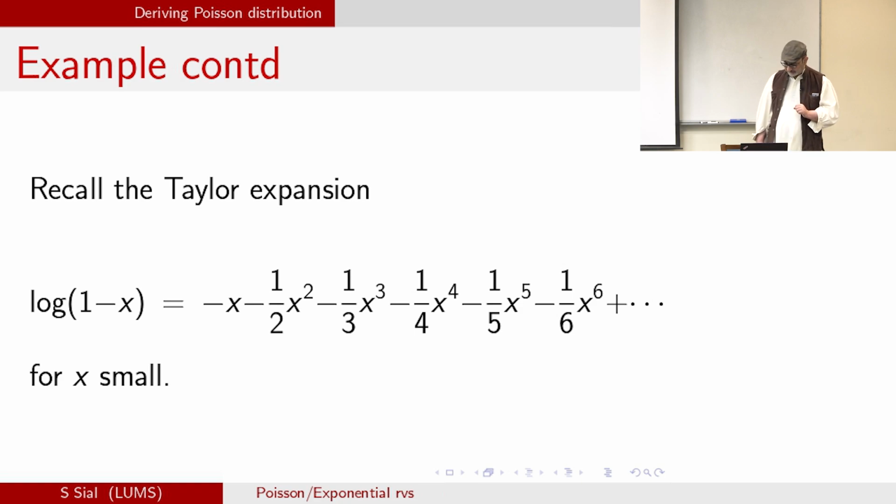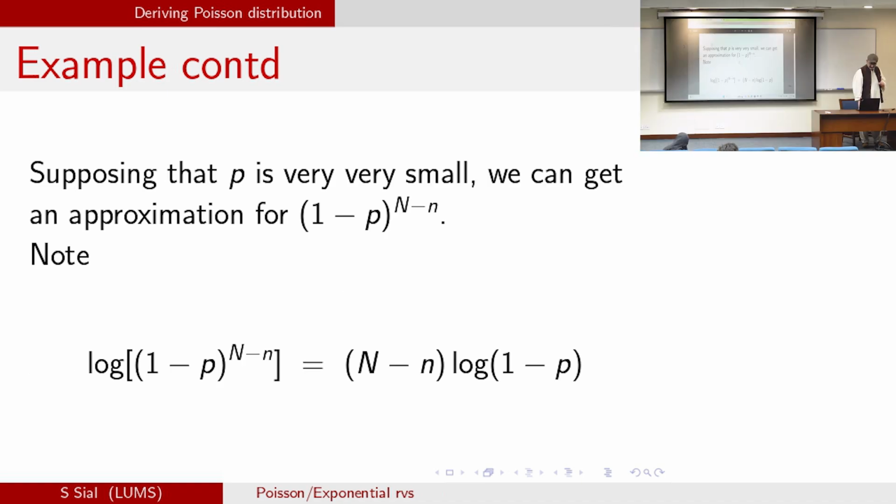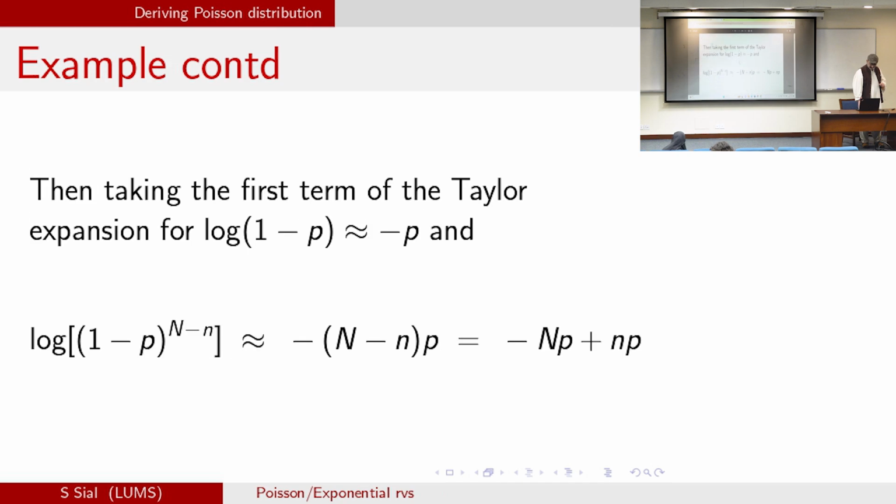So then when we multiply, and what were we looking at? We were looking at the logarithm of 1 minus p. And then we multiply that by N minus n. And we get that for very, very small p, the logarithm of 1 minus p to the N minus n is minus Np plus small np.